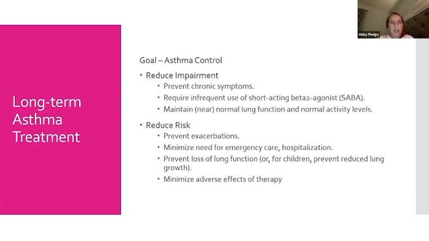So, long-term asthma treatment. So, goal: asthma control. Reduce impairment, so prevent chronic symptoms, require infrequent use of short-acting beta-2 agonists, so your SABAs, and then maintain normal lung function and normal activity levels. Then you want to reduce risk, so prevent exacerbations, minimize the need for emergency care, hospitalization, prevent loss of lung function, or for children, prevent reduced lung growth, and then minimize adverse effects of therapy.